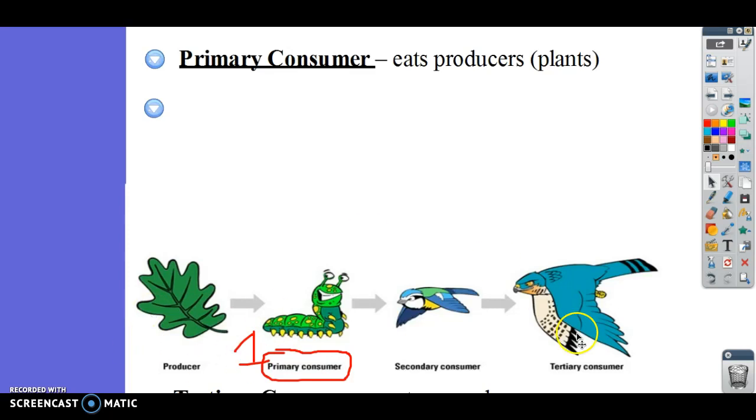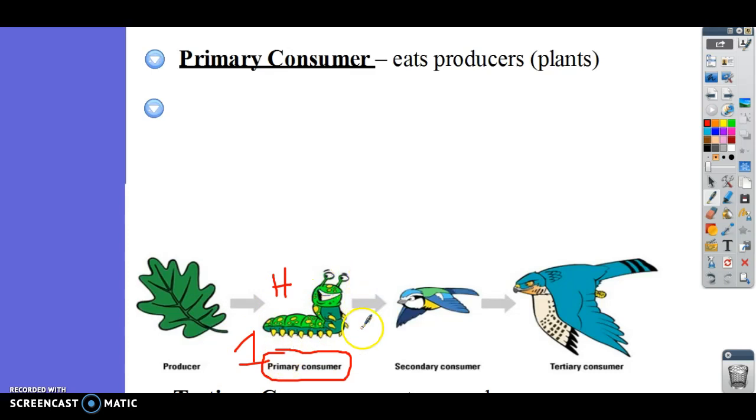Again, our consumers can have more than one label. We're just labeling these organisms so we have a better grasp on what they do in the ecosystem. So if this guy is a primary consumer and he eats only leaves, what would he be considered from our previous slide? An herbivore, an omnivore, a carnivore, or a detritivore? He would be an herbivore. So again, these guys can have different labels. We're just classifying them so that we can learn more about how they work in the ecosystem.